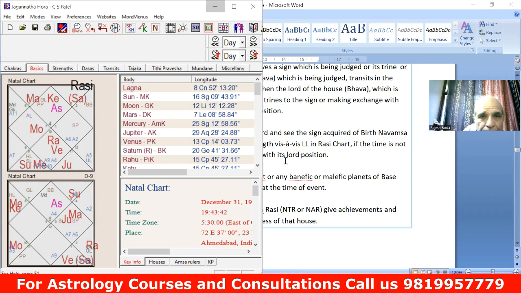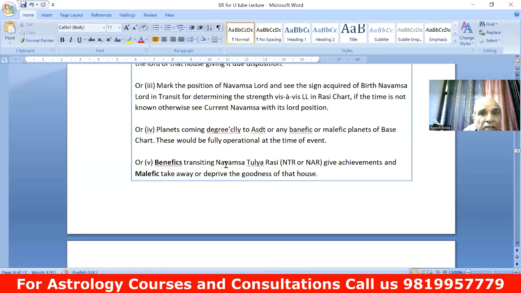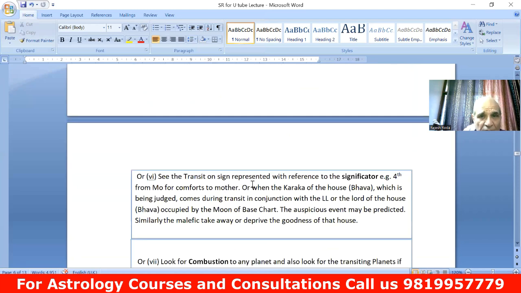We will be showing you. Benefics transiting the Navamsha Rashi give achievements and malefics take away or deprive the goodness of the house. I have told you. This is rule number 5. Number 6.